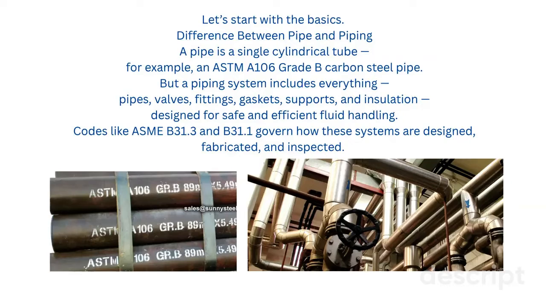A pipe is a single cylindrical tube, for example, an ASTM A106 grade B carbon steel pipe. But a piping system includes everything: pipes, valves, fittings, gaskets, supports, and insulation, designed for safe and efficient fluid handling. Codes like ASME B31.3 and B31.1 govern how these systems are designed, fabricated, and inspected.